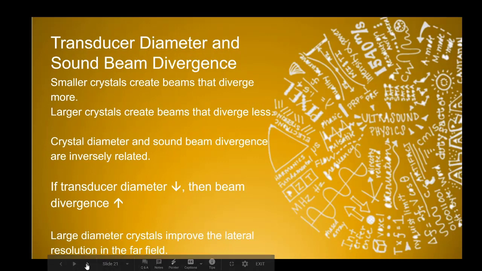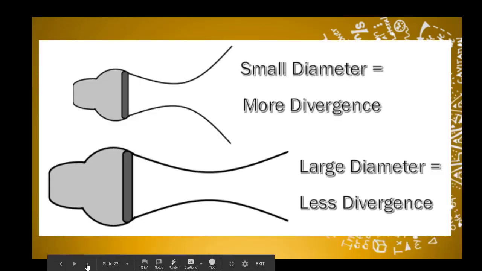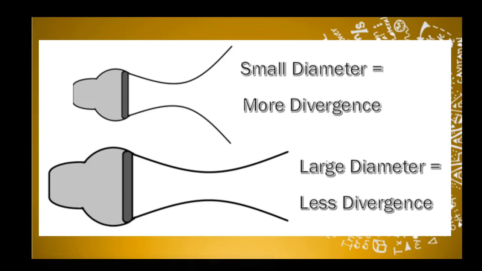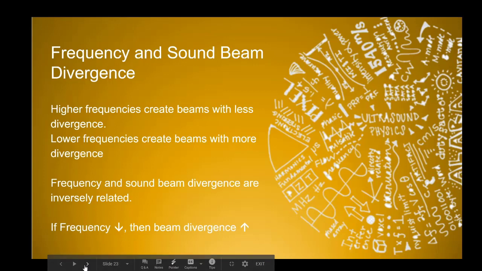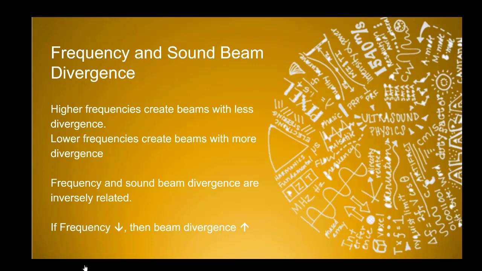And again, just another picture to show you what we're seeing. So small diameter, more divergence, large diameter, less divergence. Just like with focal depth, the frequency and the sound beam divergence are also related. When we have higher frequency transducers, the sound beam is going to have less divergence, where when we have low frequency transducers, our sound beam will have more divergence. So frequency and sound beam are inversely related as well. If the frequency decreases, then the beam divergence will increase.